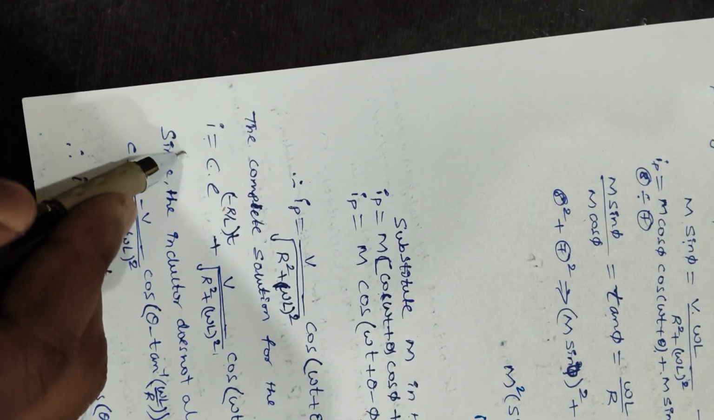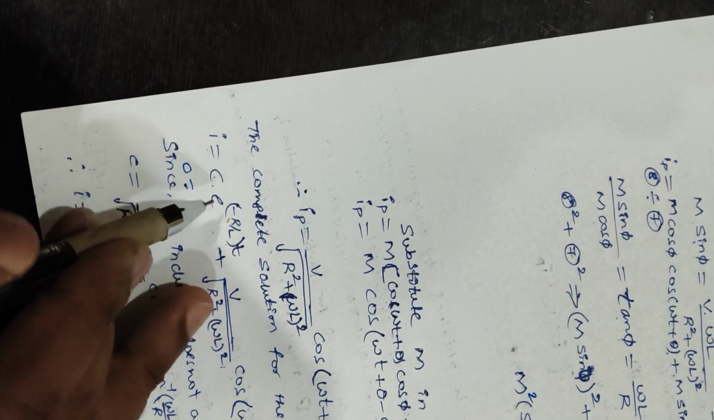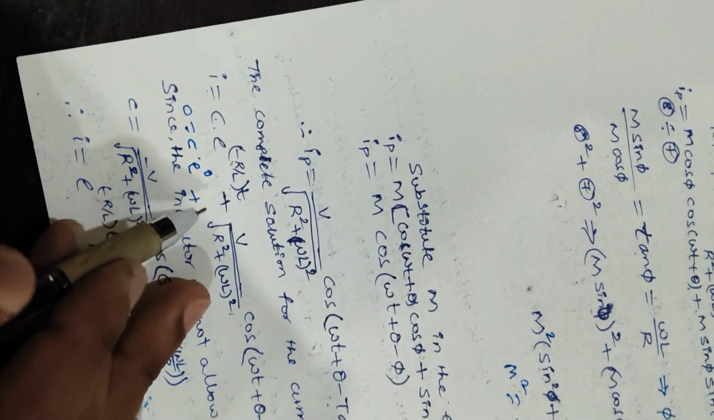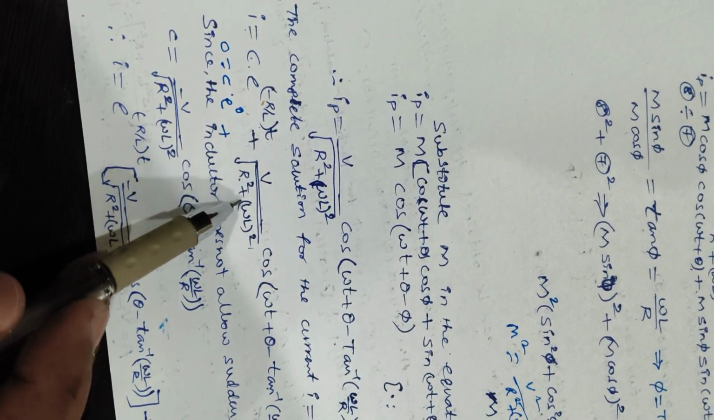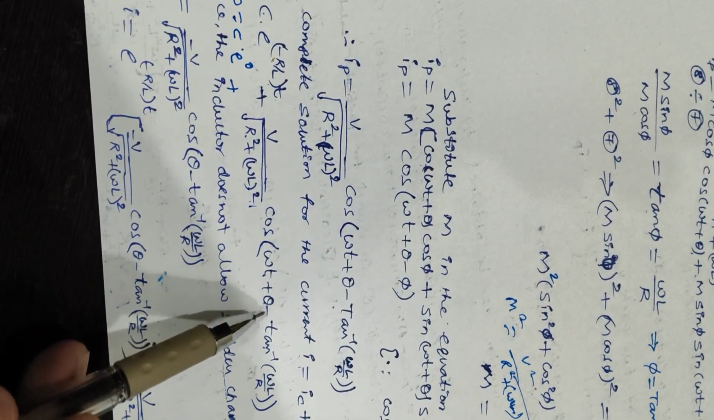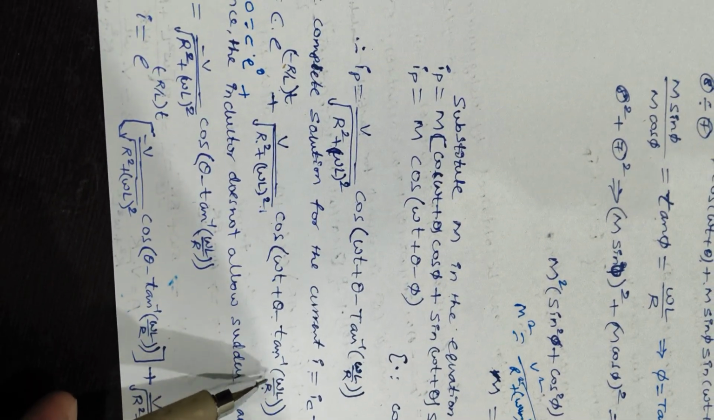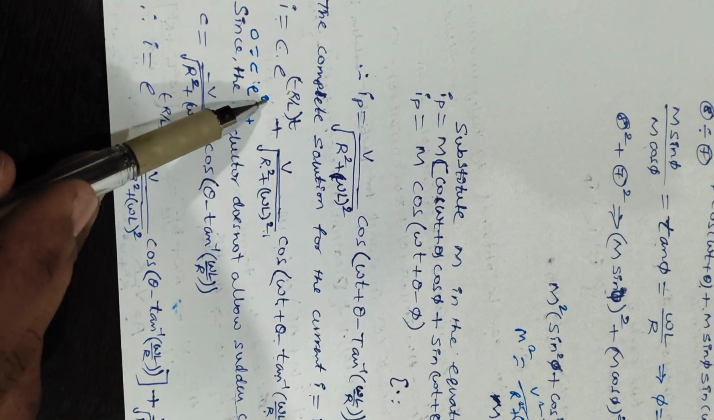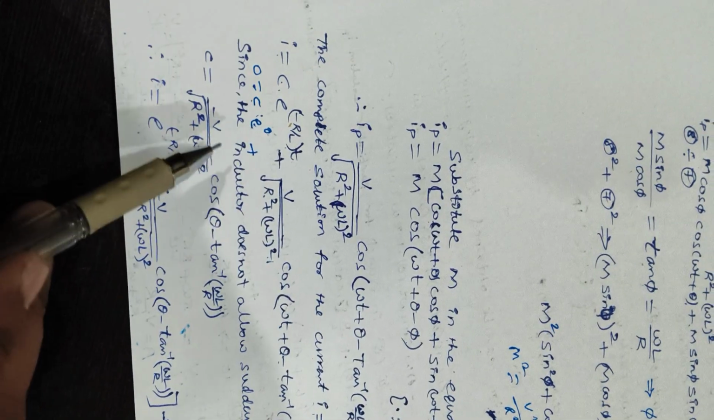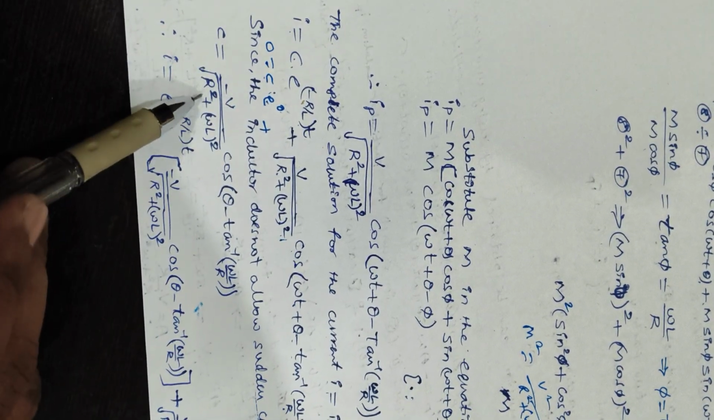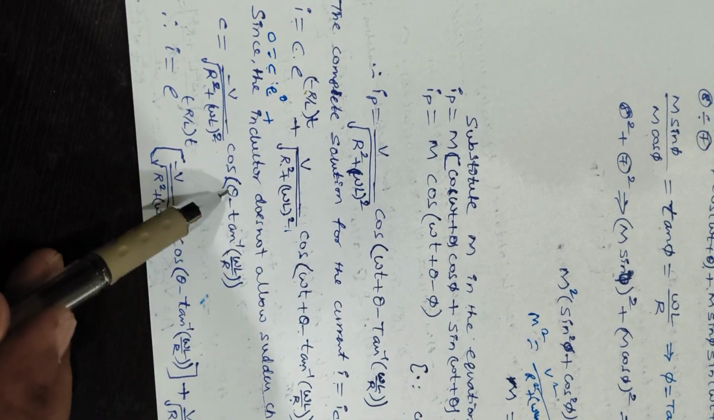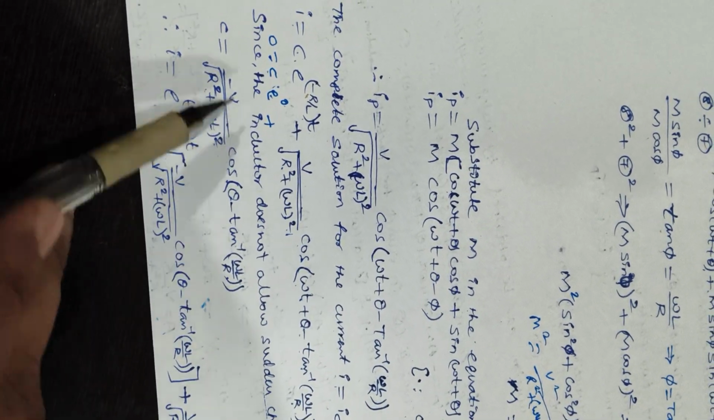I of 0 is equal to 0, which is equal to C into e power 0 plus V by under root of R square plus omega L square into cos of 0 plus theta minus tan inverse of omega L by R. C into e power 0 is equal to C, as e power 0 is equal to 1. So this entire term will go to the other side. That will become C is equal to minus V by under root of R square plus omega L square into cos of theta minus tan inverse of omega L by R. Now I got the C value.